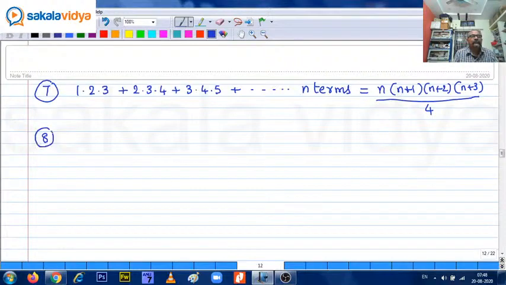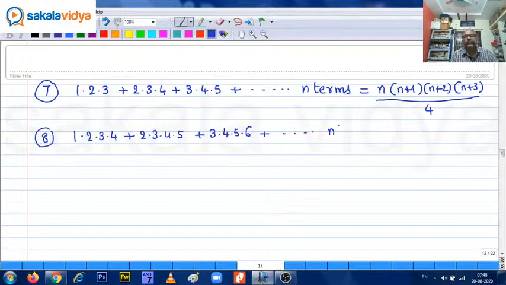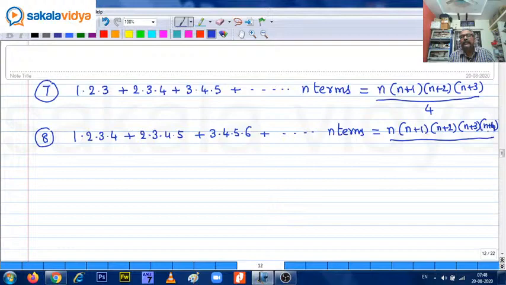Now the eighth one: 1 into 2 into 3 into 4 plus 2 into 3 into 4 into 5 plus 3 into 4 into 5 into 6 plus and so on, n terms. This is my intention, that's why I explained the sixth concept. Everybody will write n, n plus 1, n plus 2, n plus 3, n plus 4 upon n plus 4. This is 1, 2, 3, 4, 5. That's all. Very simple way.